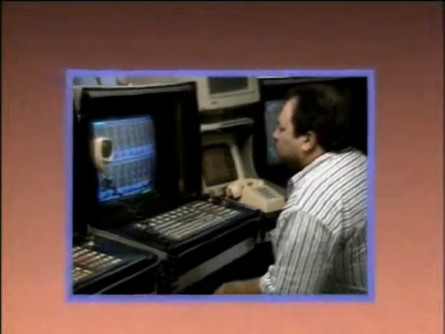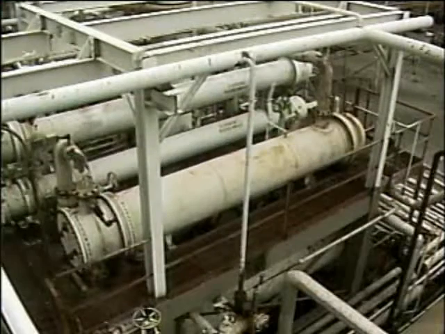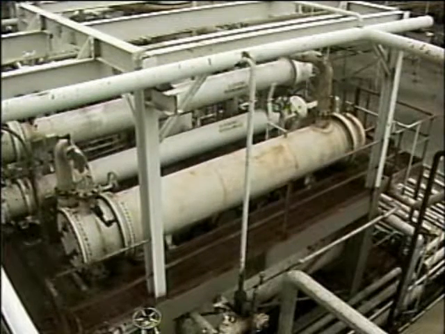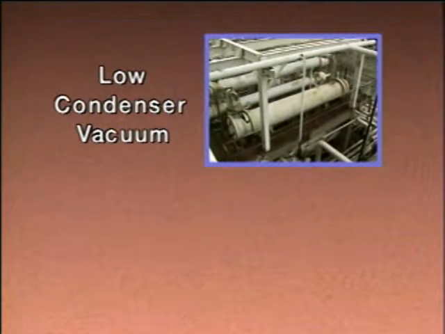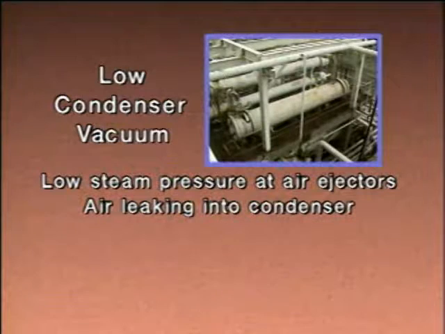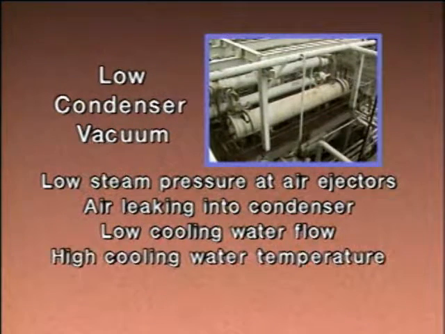One pressure reading that is important to check is the receiver's pressure. If the pressure in the receiver drops too low, the product liquid may flash back into a vapor. The condenser's pressure is also important to check. On condensers that operate under a vacuum, insufficient vacuum may affect the efficiency of the condenser. Too little vacuum can result from steam pressure being too low at the air ejectors, from air leaking into the condenser, from too little cooling water flow, or from the cooling water temperature being too high.